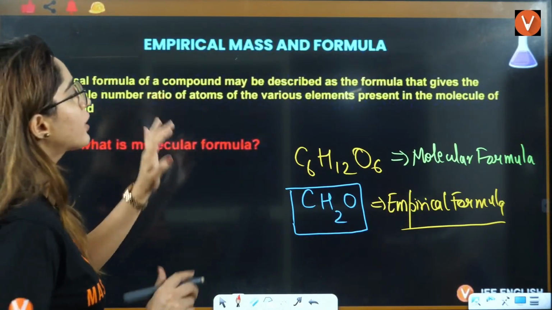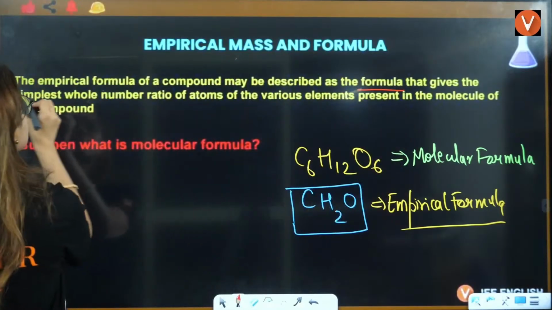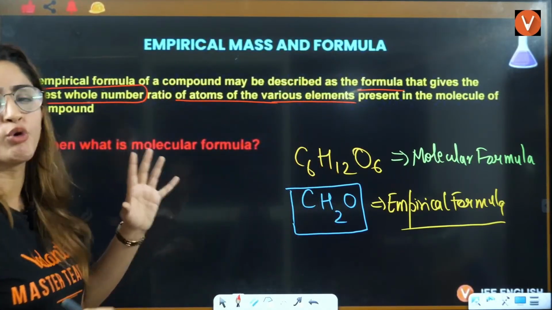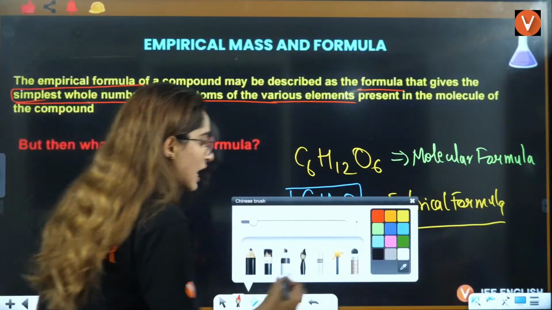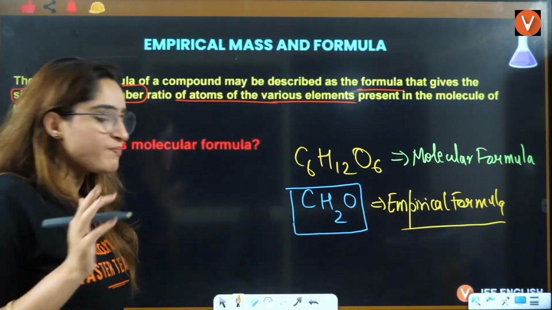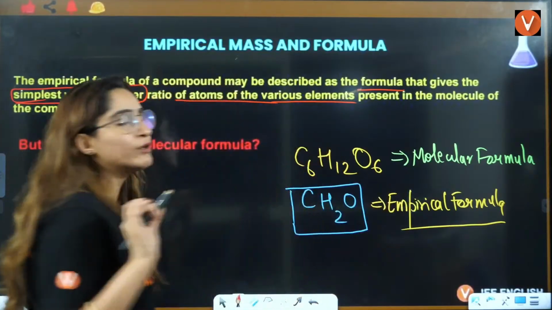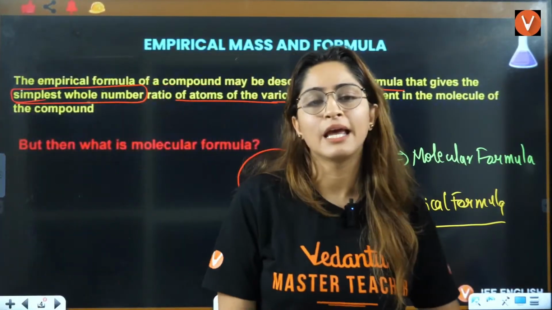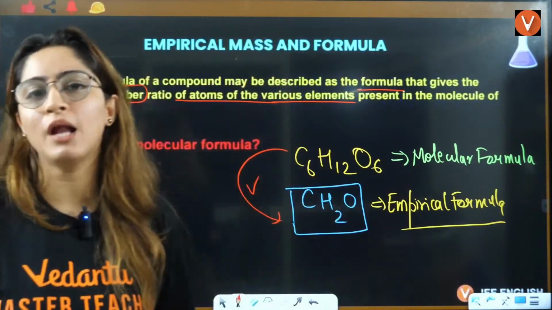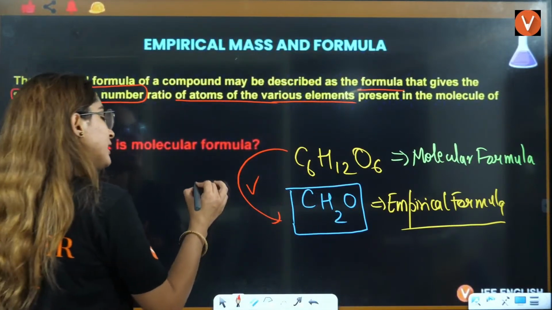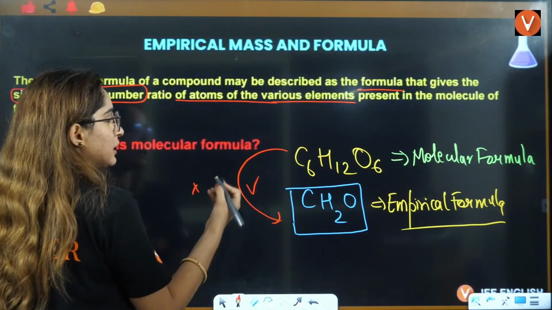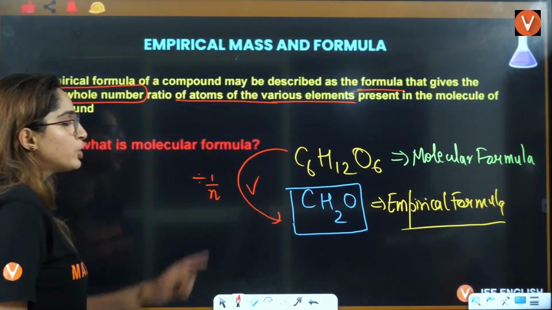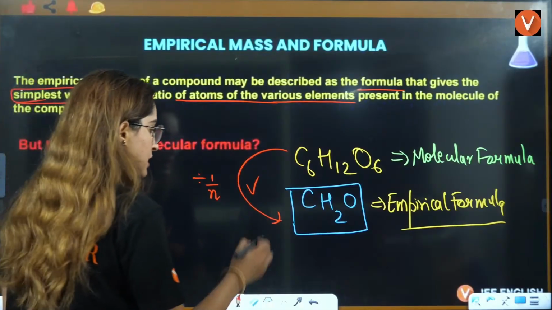The empirical formula of a compound may be described as the formula that gives the simplest whole number ratio of atoms of various elements present in a molecule of the compound, right? Now, if I have given you the molecular formula, then you can easily calculate the empirical formula from there. You just divide it by some number, let's say n, and you will get the empirical formula, right?